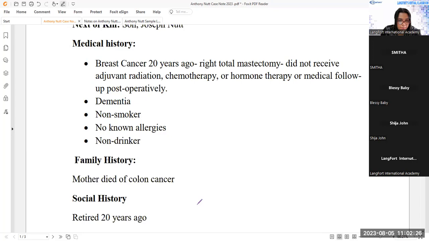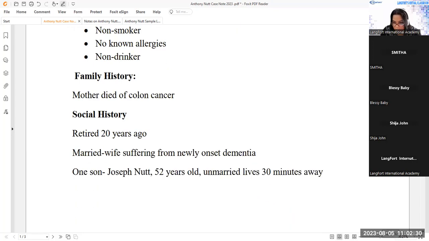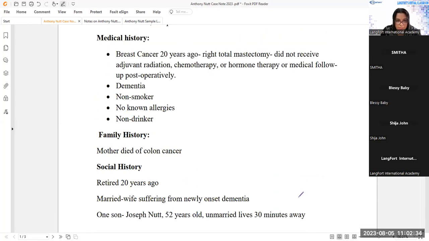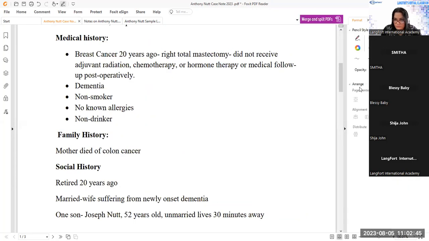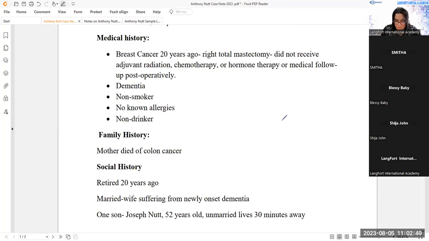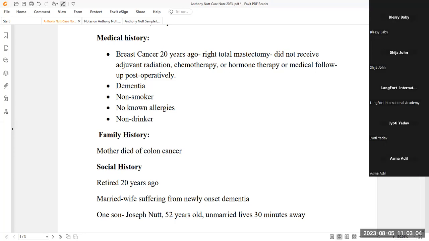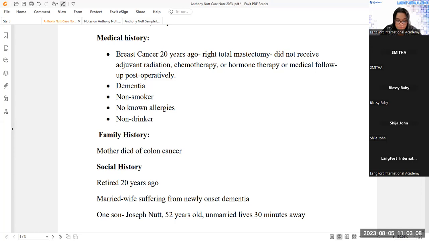Okay, now go through the medical history and social history. Let me just zoom out so it's specific. Go through the patient's medical history, family history and social history, all of you.